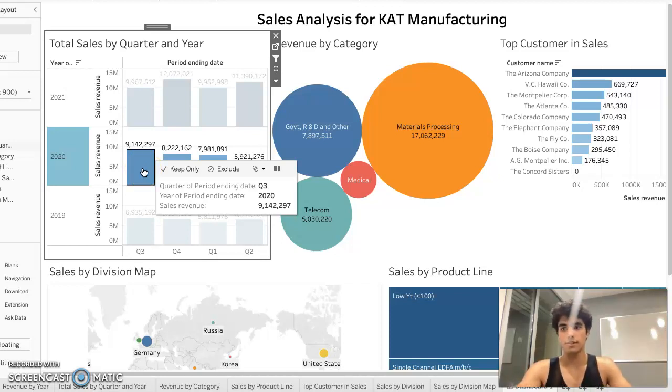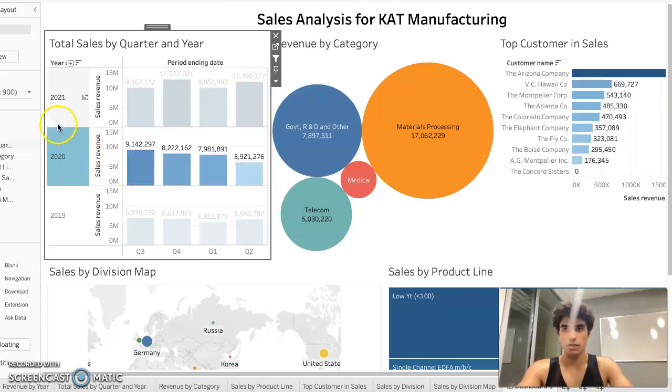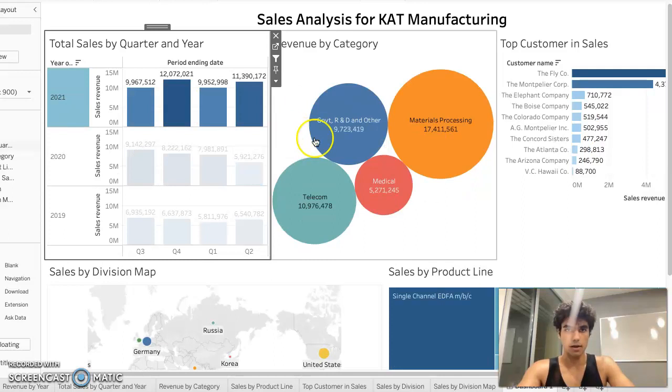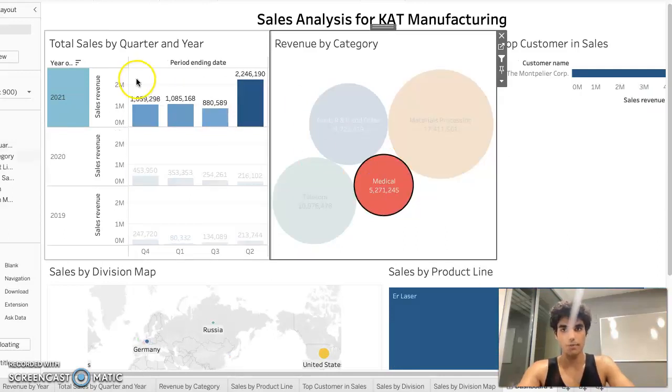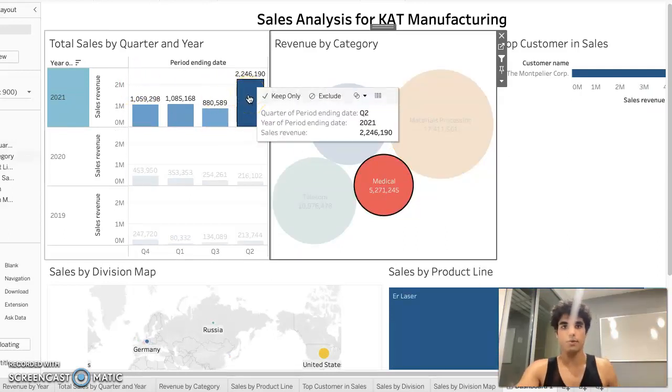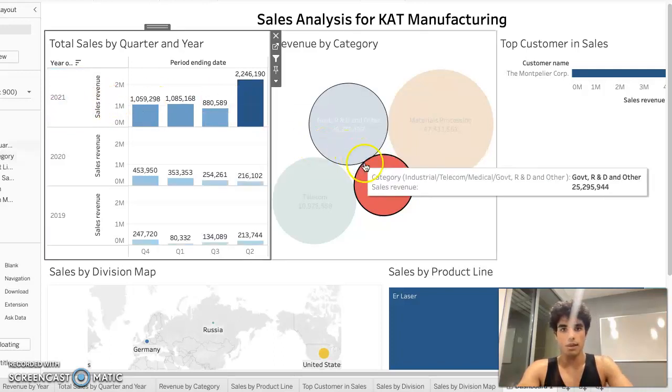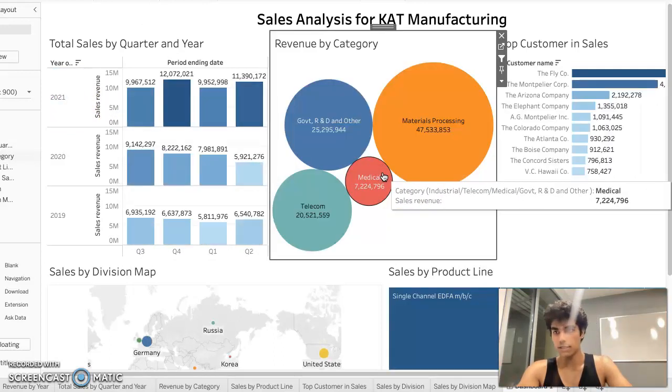Okay, to the next question. What were the total sales revenue for the medical category in the second quarter of 2021? So we'll click on 2021, we'll click on medical category, and this is the second quarter. So the sales revenue for the medical category in the second quarter of 2021 was $2,246,190.